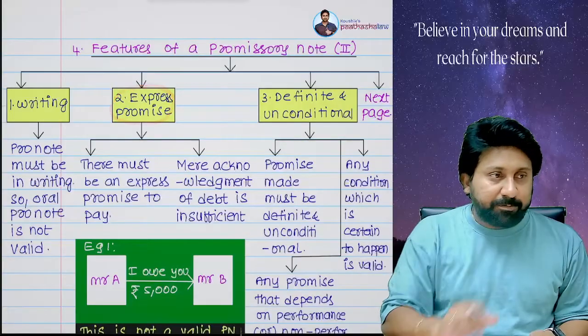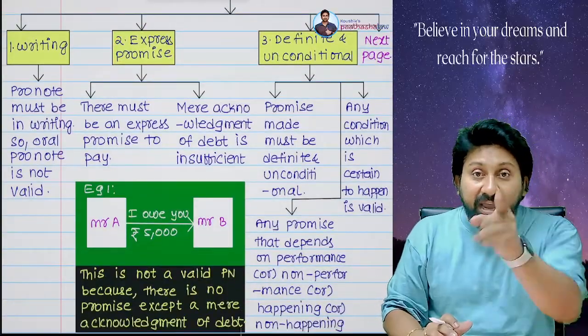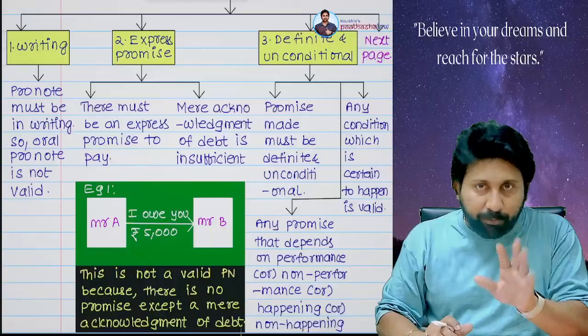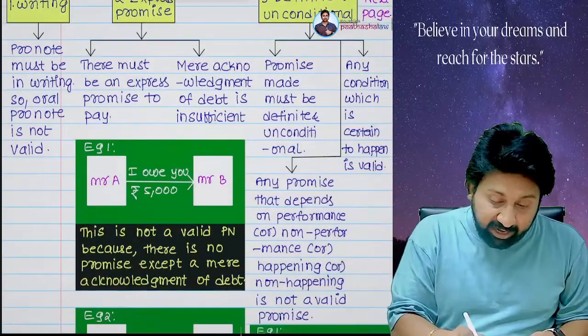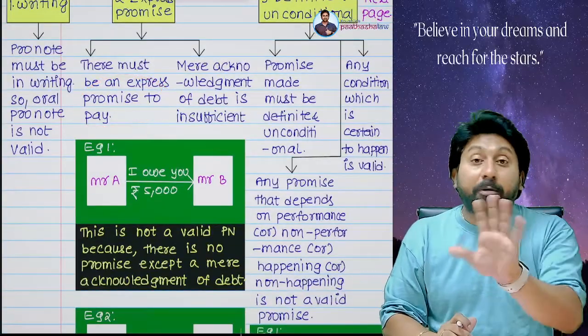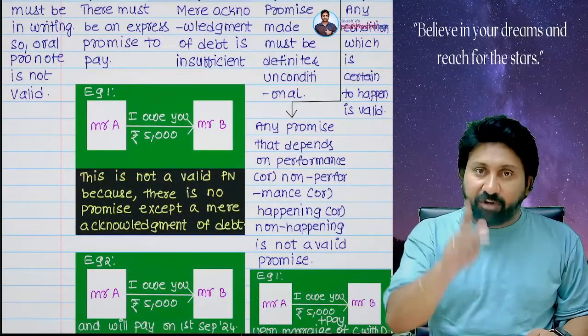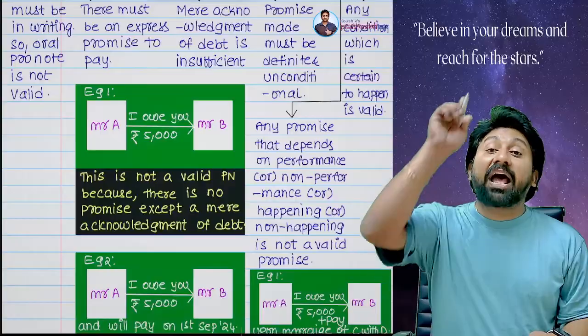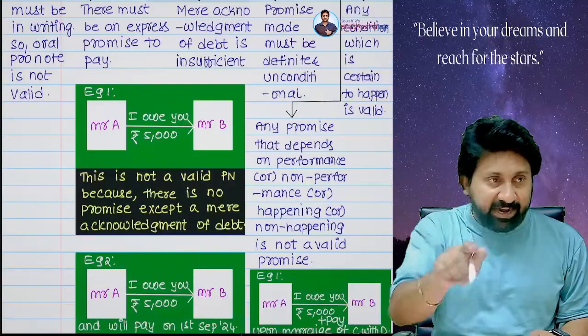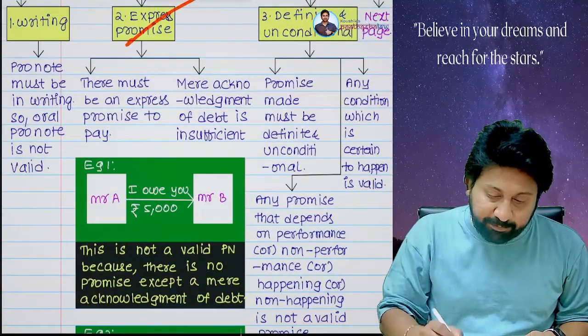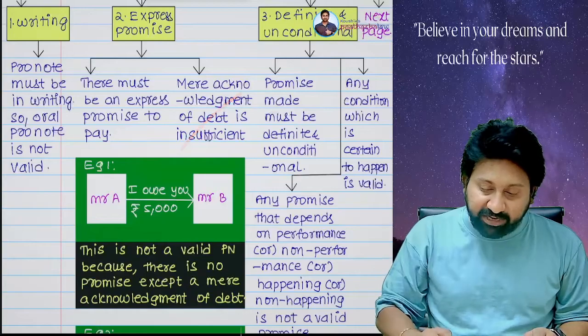Express promise must be there. Means just saying that I have to pay you 5,000, no promissory note. You should clearly tell an express promise to pay. The word promise is not important, but you must tell that yes, I am indebted to you for some amount of 5,000 and I will pay to you on a certain date. Like that you should tell. There should be express promise. Mere acknowledgement of debt is not sufficient.